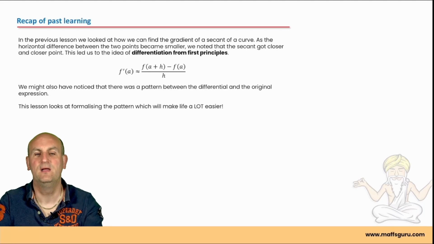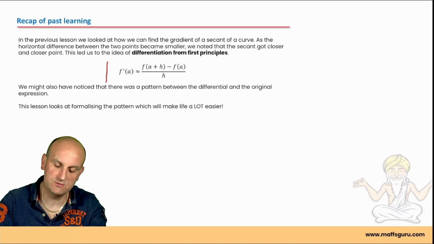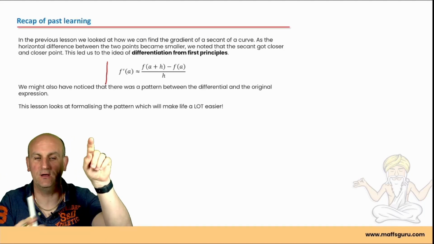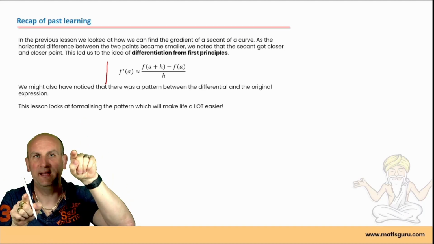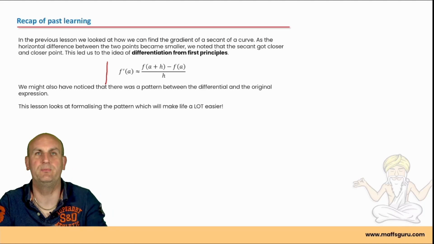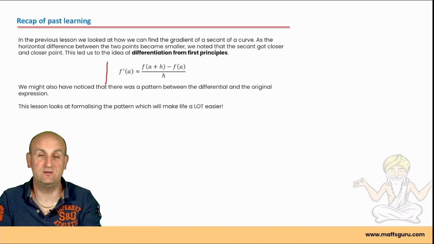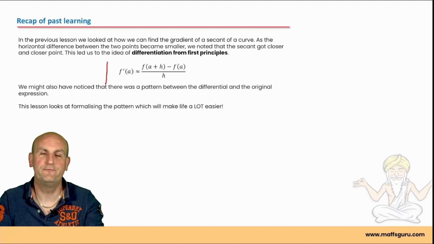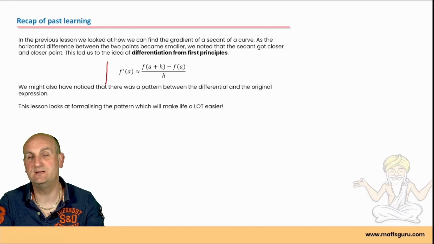Of course you are. Now, recapping what we did before, we came up with this formula here, which was effectively differentiation from first principles. And it was the idea that if we have a curve, we can make our secant shorter and shorter and shorter, getting closer and closer to a particular point. And we found that by using limit notation, we could end up with an approximation for the gradient at a particular point, or more importantly, the gradient of a tangent at a point.